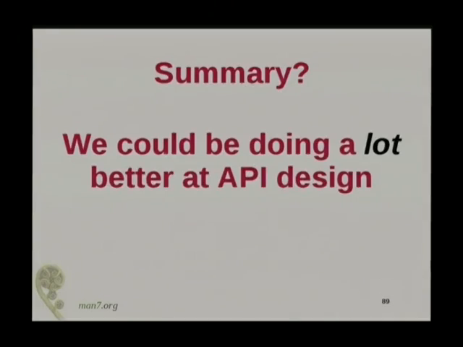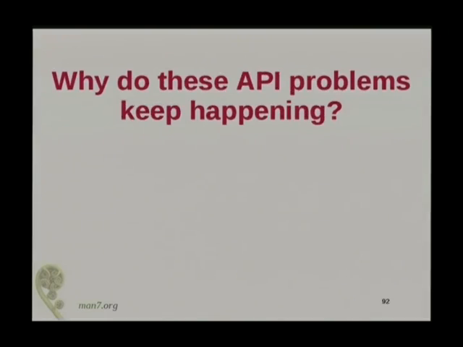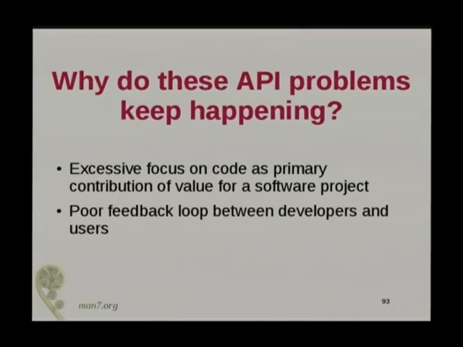So we could be doing a lot better at API design. And why do we keep having these problems? Well, I think there's an extreme focus on code as the means of contribution to a project. Coupled with that, there's a poor feedback loop between the users of the software and the creators of the software. A system call is added to the kernel, and often users don't even know about it. Some particular kernel developer, or perhaps a few, add the system call to scratch their own itch. By the time it makes its way out into the wider world, it's already an established part of the ABI that can't be changed. And the problems discovered after that are too late to fix.